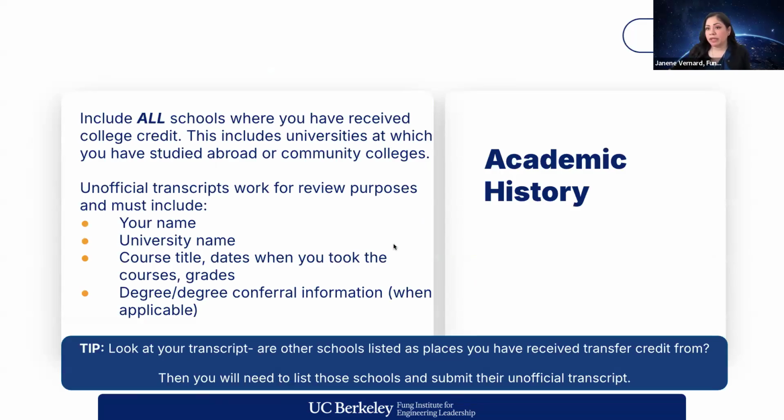Within your academic history, make sure to include all the schools where you've received college credit. This includes universities at which you've studied abroad or community colleges. And we'll just need unofficial transcripts for review purposes for now. These must include your name, the name of the university, the course titles that you took, and then dates, like fall 2024 or something like that, when you took the courses, and then the grades. And then if your degree has been conferred, we do need that transcript to show degree conferred.